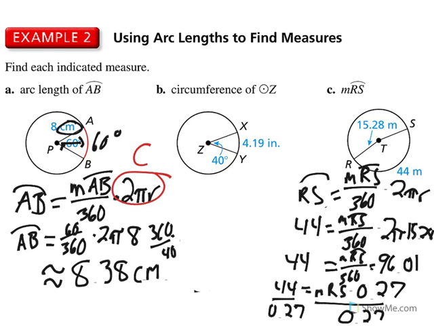And so I end up doing 44 divided by 0.27. So if I write this over here, the measure of my RS is approximately 162.96. So I'm just going to go ahead and do 163, because I would have done only 1 decimal here probably, and then it's going to round up. So it's going to be approximately 163 degrees is the measure of RS.